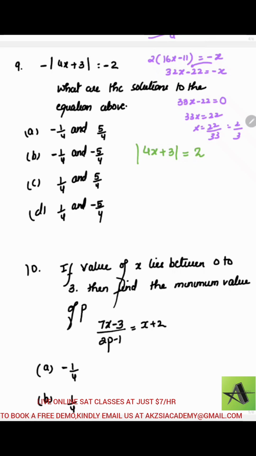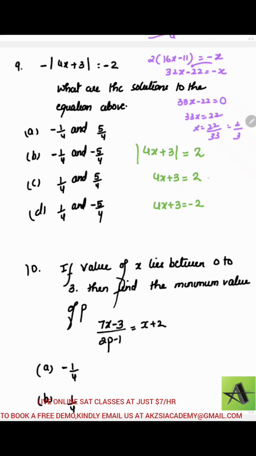Now, after this, we know that a modulus can be positive, can be negative. So 4x plus 3 can be 2, and 4x plus 3 equals negative 2. On removing this modulus, I'll get to know that 2 can be positive and can be negative both.